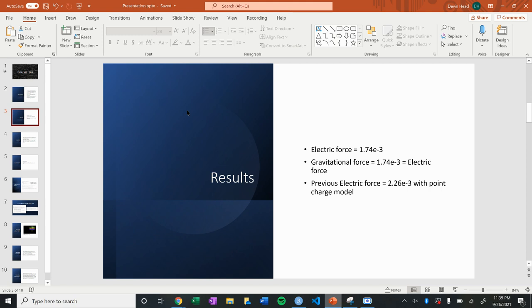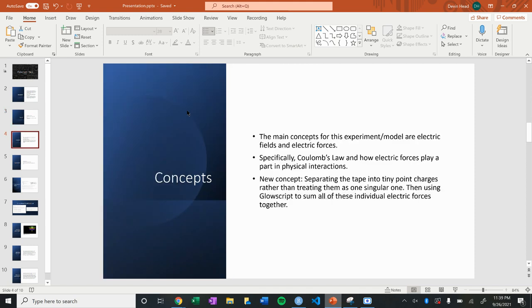The gravitational force is, of course, equal to the electric force again in this model. And the previous one was 2.26 e to the negative 3 with the point charge model. The main concepts of this experiment are electric fields and electric forces, and specifically Coulomb's law and how electric forces play a part in physical interactions.